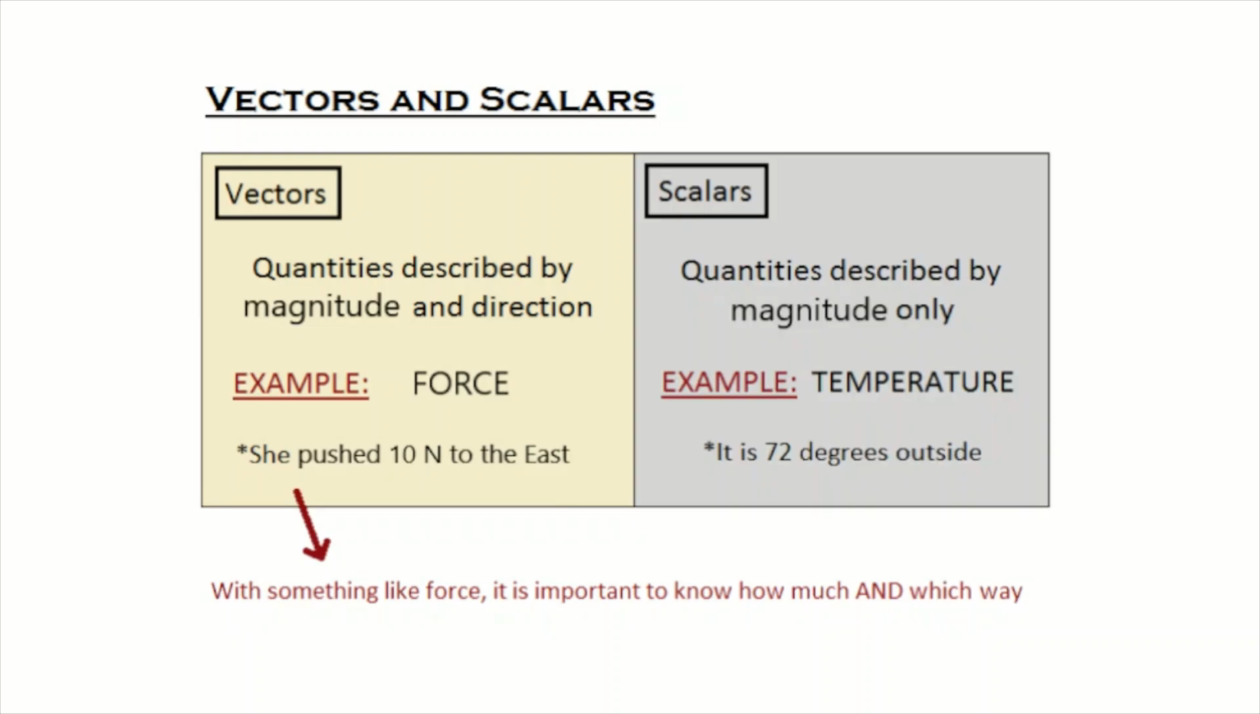Scalars, on the other hand, have magnitude only. Temperature is a good example. 72 degrees is the magnitude, but there's no direction associated with a scalar.